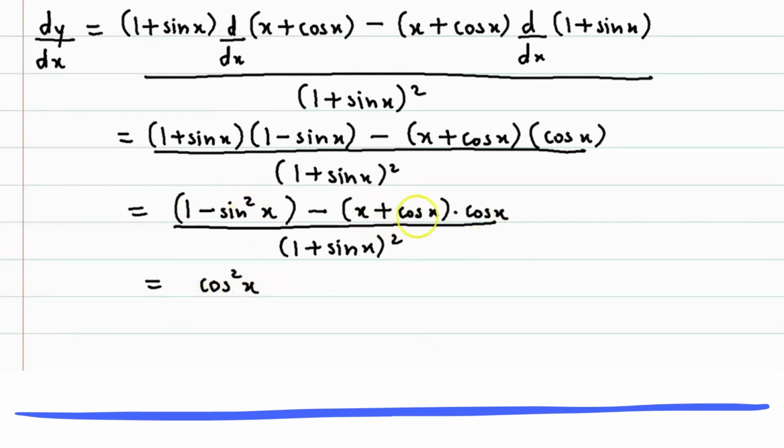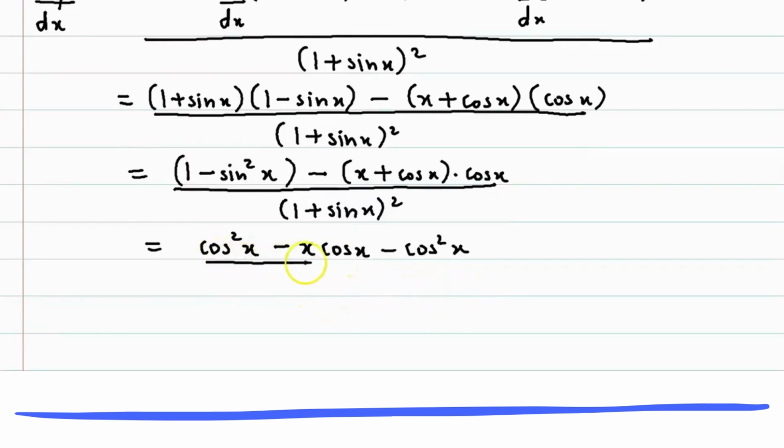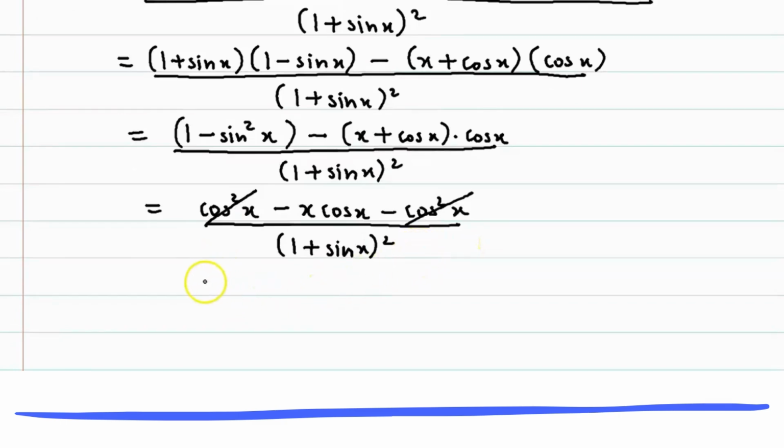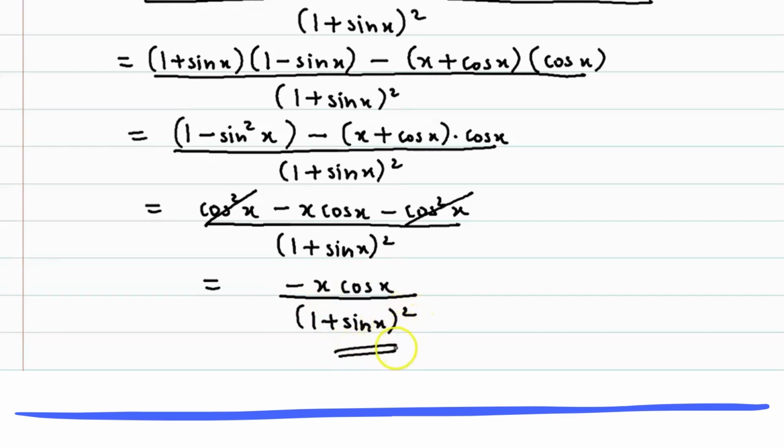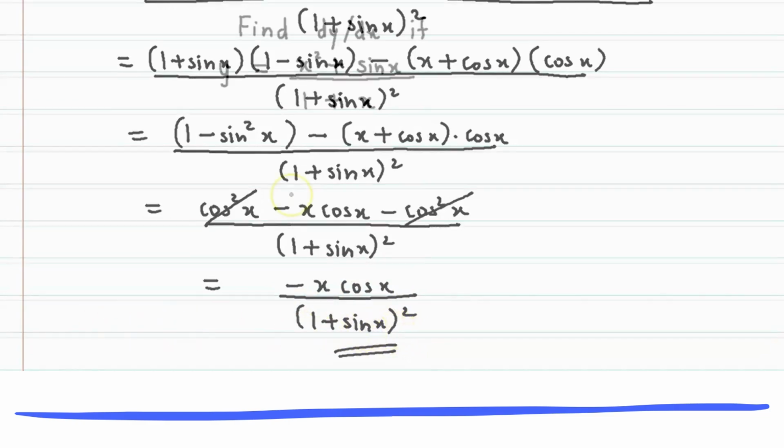Now we multiply this bracket by cos x. So we have minus x times cos x, and cos x into cos x is cos square x and the negative sign here. So we have minus cos square x, then divided by (1 plus sin x) the whole square. Now cos square x and minus cos square x cancel out. So finally we have minus x cos x upon (1 plus sin x) the whole square. So this is the value for dy by dx.